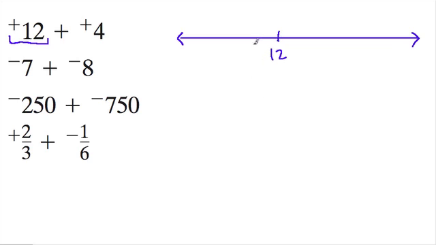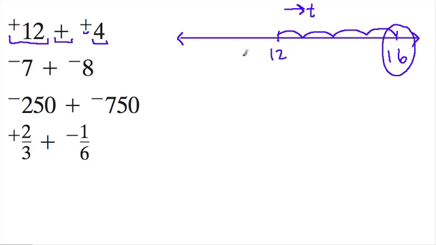Notice I don't need to set up 0 or 1, 2, 3. I'm just setting up my starting number. And then from there I'm going to add positive 4. So when we add a positive amount, we go to the right. If we were to add a negative amount, we go in the other direction. But adding a positive amount brings us to the right. So we're going to hop up 4 places. 1, 2, 3, 4. And that brings us to 16.